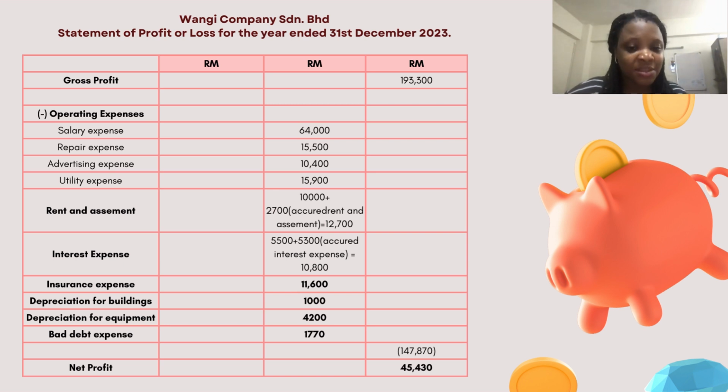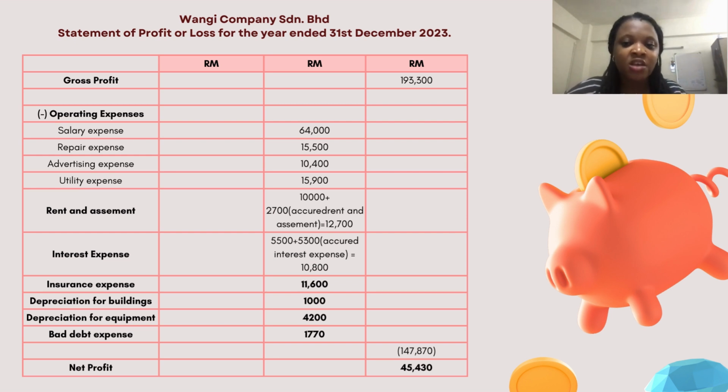And for the bad debt expense, what we must do is look at the additional information. We know that 3% of the company's accounts receivable is uncollectible. So what we have to do is 3%, which is 0.03, times the trade receivables, which is 59,000, to get the bad debt expense of 1,770 ringgit.